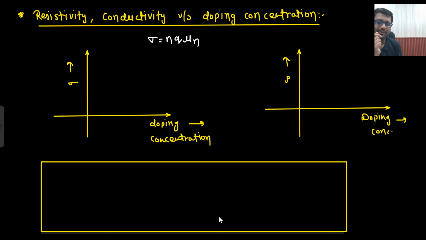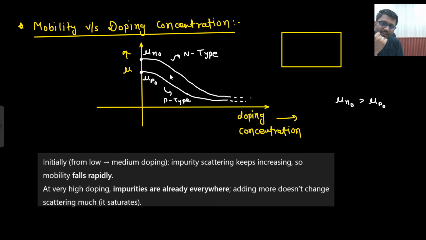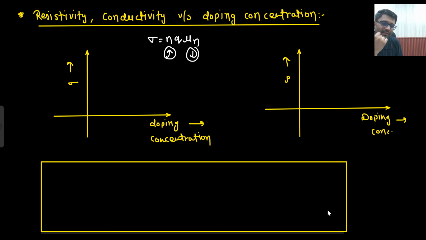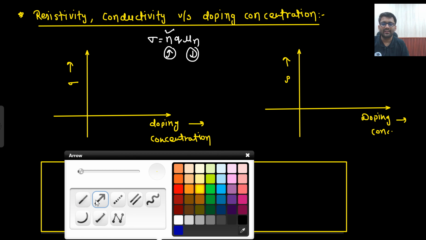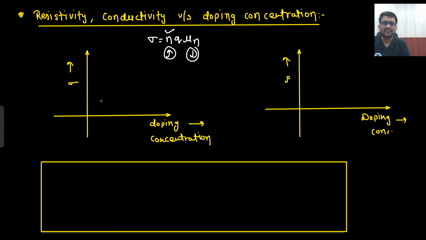So what will happen? As the doping concentration increases, this n value will increase, right? But this mu n value will decrease. This guy, n, is more dominating. Increasing is more, decreasing is less. Sir, why is it more dominating? Practically it is found that this guy is more dominating. So basically your conductivity will increase.